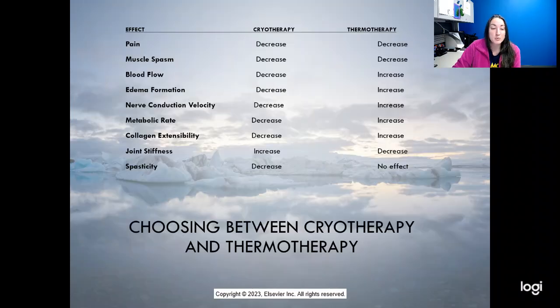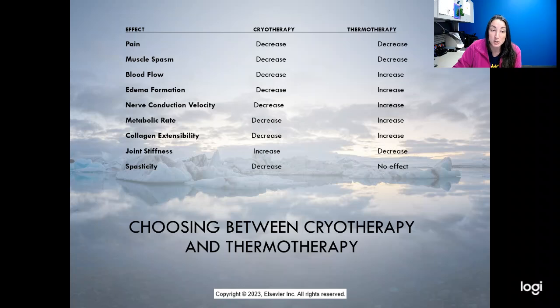How do we choose between hot or cold? It's all based on what our goal is, what the issue is at hand, and how the patient presents. So if we are wanting to treat pain, we could choose either. Both decrease pain. If we're wanting to treat muscle spasms, we could choose either because both can help with muscle spasms. If we are wanting to decrease blood flow, vasoconstriction, of course we would go for ice. If we're wanting to increase blood flow, vasodilation, then we're wanting to go for heat.